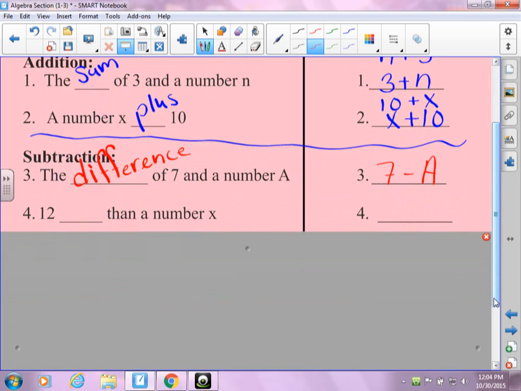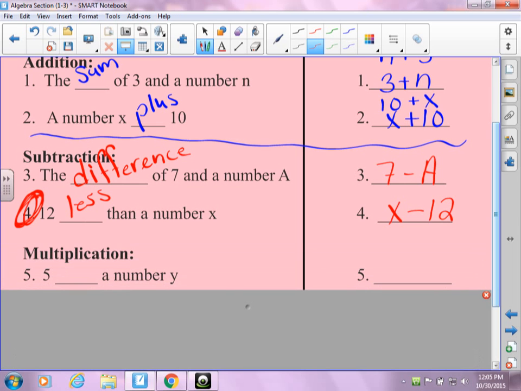And the number 4, 12 blank than a number x, it would be less than. So we're going to put less there. And less than is one of those tricky ones. So you might want to circle this or star this, because this is what students have difficulty with. When we do this, it's 12 less than x. So the x is going to come first, and then we're going to subtract 12. It cannot be flip-flopped. It needs to be this way. Subtraction is a little bit trickier than multiplication or addition with that.